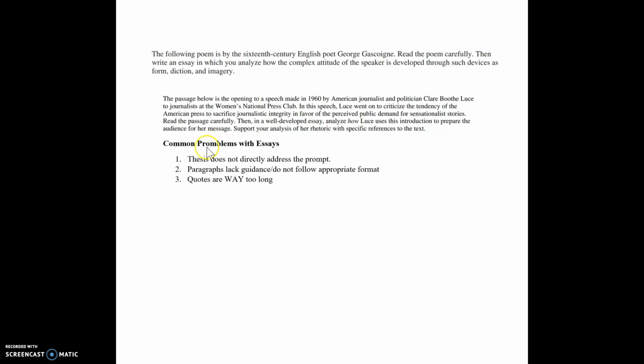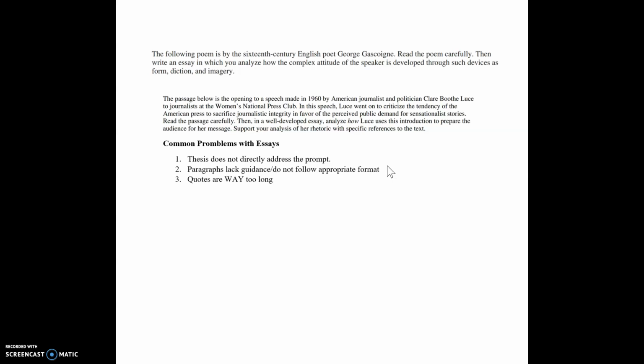The second biggest problem I had is your paragraphs lack guidance or do not follow the appropriate format. Again, one of the first things we did in the beginning of the year was learn how to deconstruct the prompt and make an outline that addresses it. That was supposed to help you so that your essay had guidance, right? But what I'm really talking about when I talk about paragraphs lacking guidance or not following the appropriate format is that you do not have a claim, evidence, warrant, which is why we did that activity last week where you were supposed to highlight your claim, evidence, warrant.